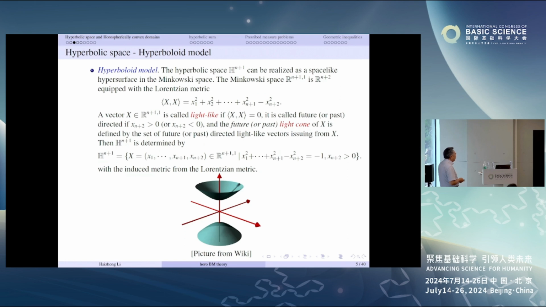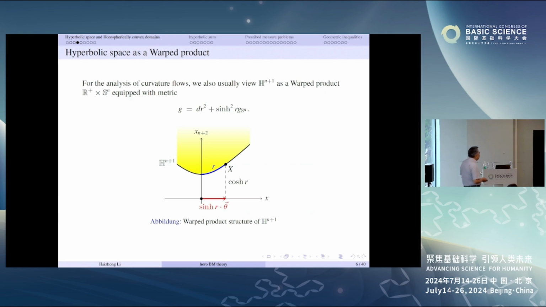Using this model, the advantage is that we can have the geometry induced from Minkowski space. For the analysis to study the geometry of hyperbolic space, we also have the warped product structure. This means the metric of the hyperbolic space can be written as dr squared plus sinh r squared times the metric of the unit sphere. In the picture, given a position vector x, we can project it to the Euclidean space as sinh r times theta, where theta belongs to the unit sphere. Here is the picture giving some connection between the points in hyperbolic space and the points in Euclidean space.